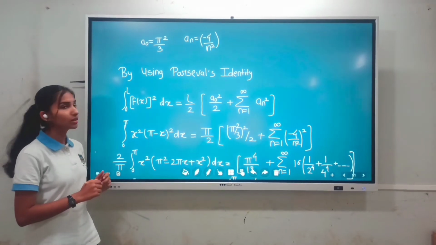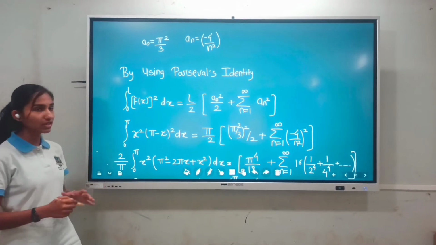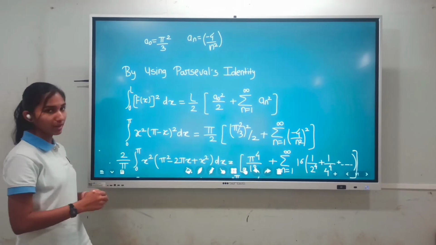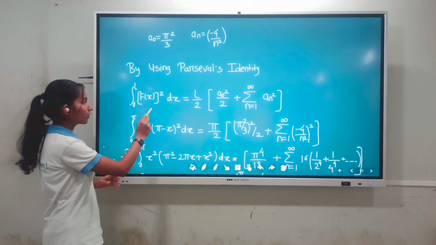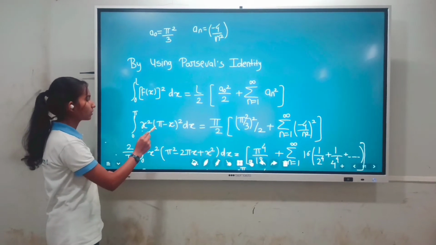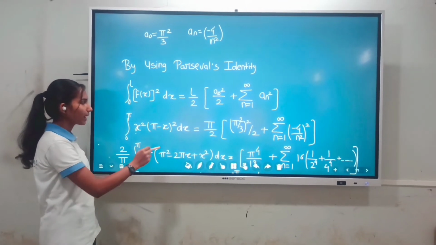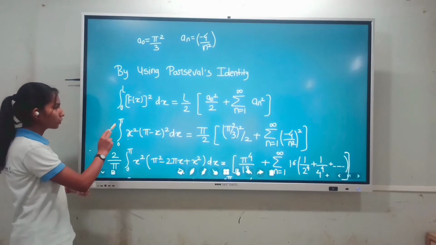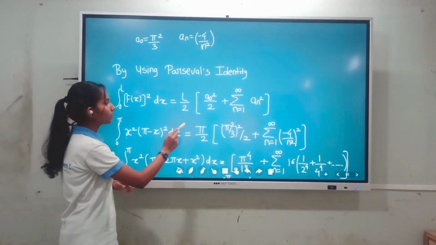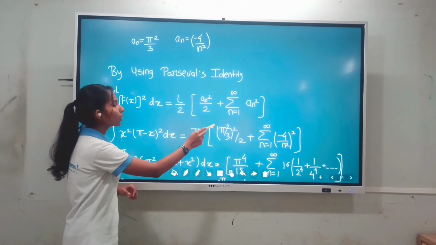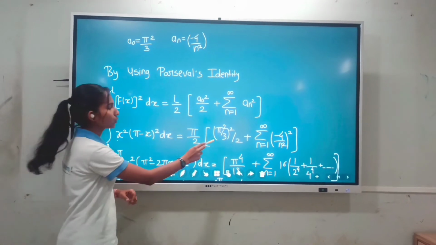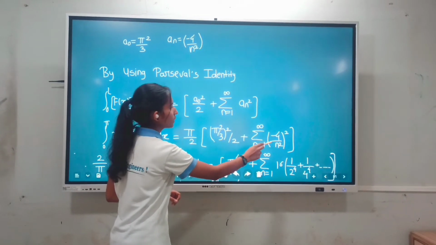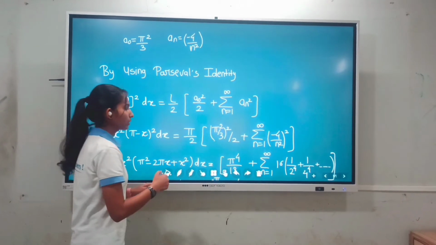Now we have to solve the next equation by using Parseval's identity. These are the values of a0 and an, and this is the formula for Parseval's identity. In place of f of x, we will put x squared into (pi minus x) whole bracket squared, and integrate with respect to x where the limits vary from 0 to pi. In place of L, we will put pi, in place of a0 we put the value pi squared by 3, and in place of an, we will put the value of an, that is (-4 upon n squared) whole bracket squared.